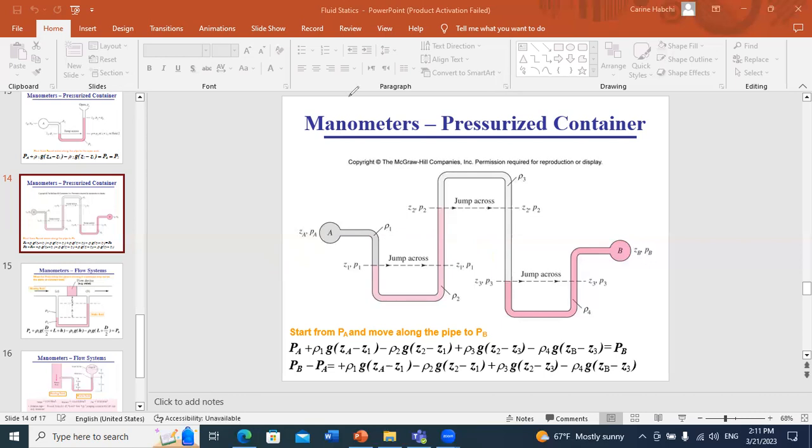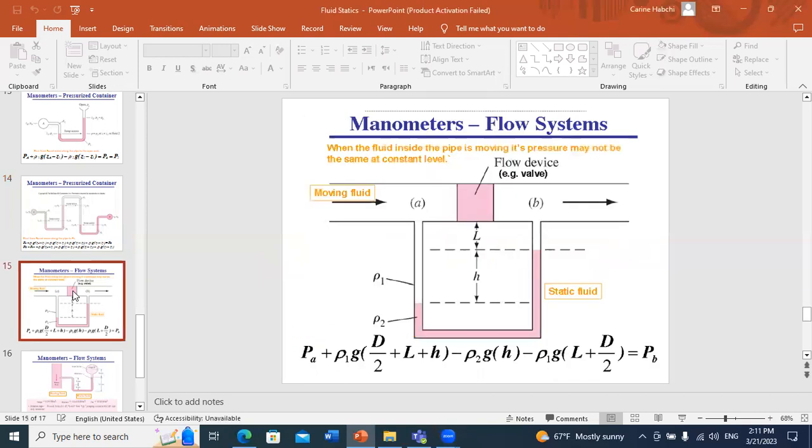Okay. Let us take another example. Sometimes you can use this device to measure pressure in moving fluids. Let's say you have a fluid that is moving between A and B, and the pressure of this fluid is varying. And you want to see what is the variation of pressure between A and B. So you can put this device, for example.